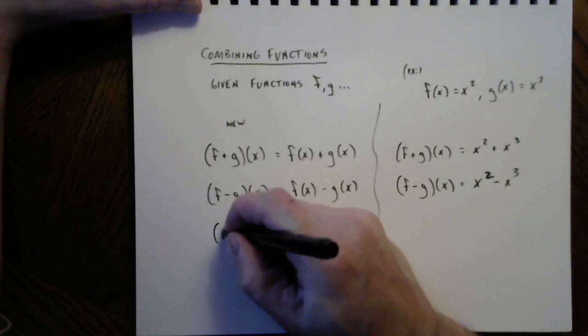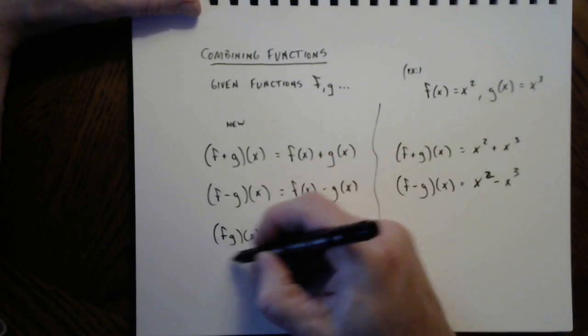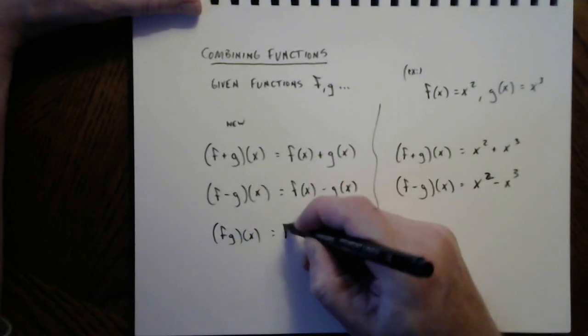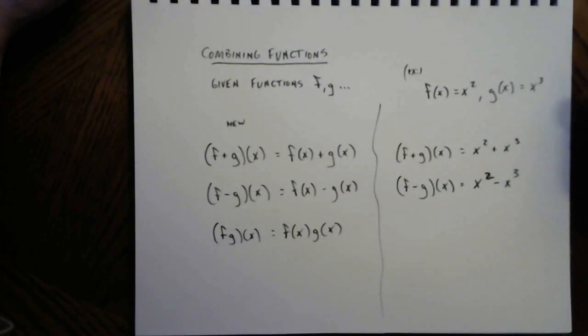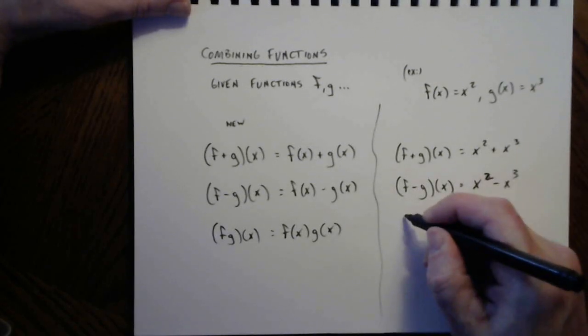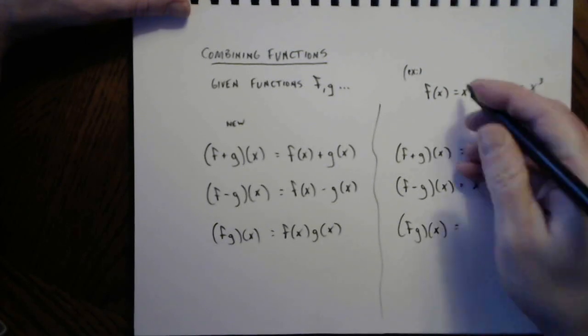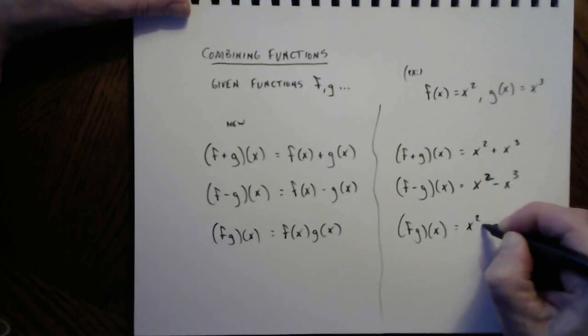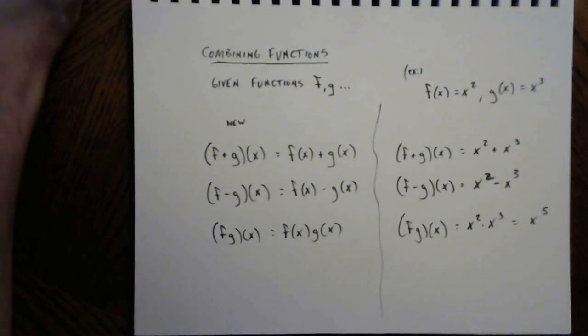Multiplication. What do you get? If you see this bizarre looking thing, what does it really mean? It just means what you would think it would mean. F times G. So in this case, this would be x squared times x cubed. Now these do combine. So we should do that. Call that x to the fifth.